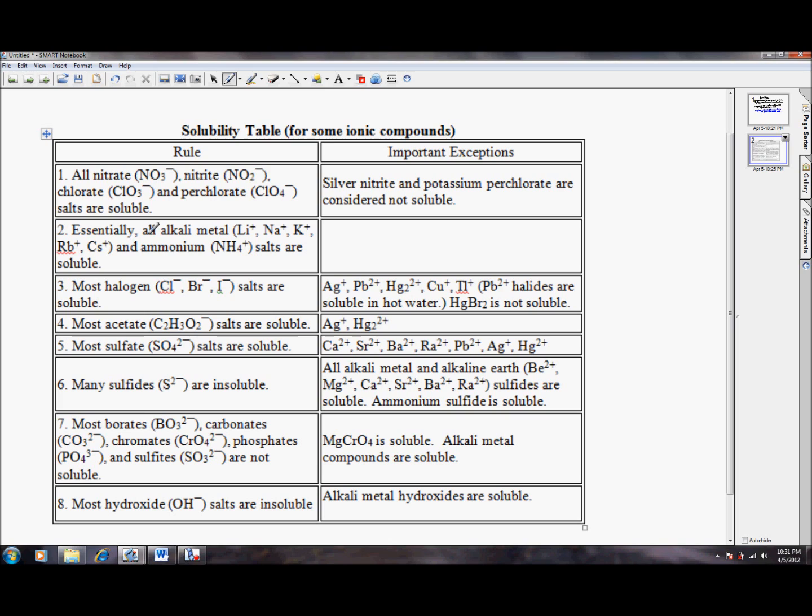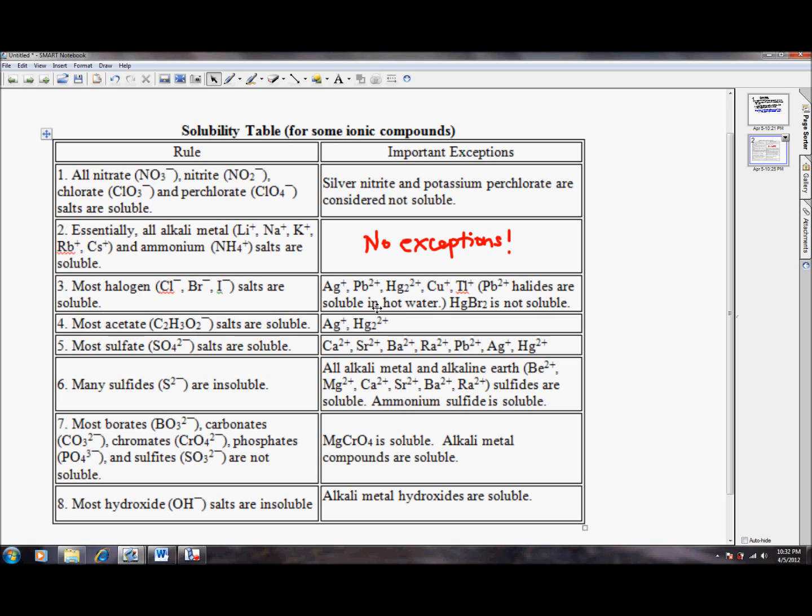Okay, rule number 2 talks about all of the alkali metal salts. Alkali metals will have Li, Na, K, Rb, or Cs as the first metal in the compound. And ammonium. Remember, ammonium is the positively charged polyatomic ion on the back of your table. All of these are soluble, and please note right here, this is blank, which means there are no exceptions. Rule number 3 talks about the halogen compounds. Halogen salts, any ionic compound that has halogens, are soluble.